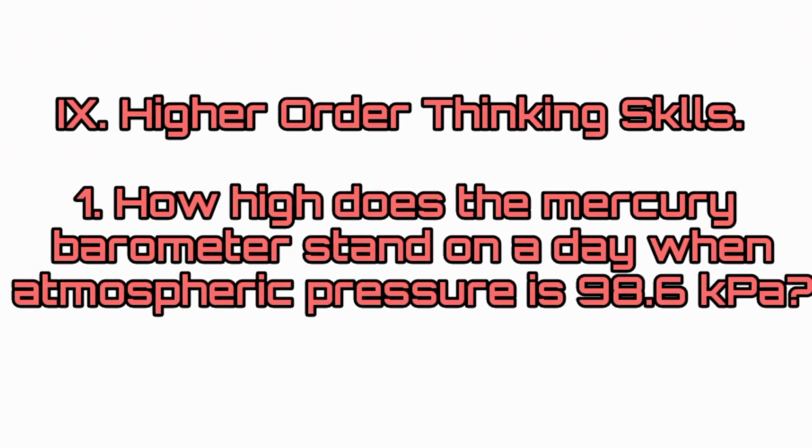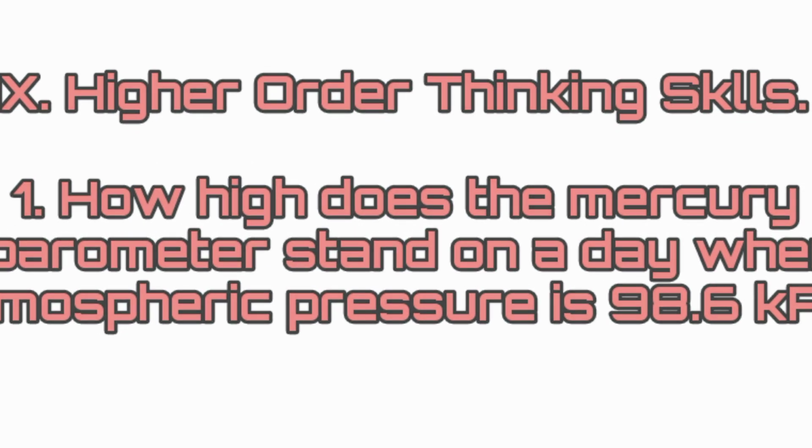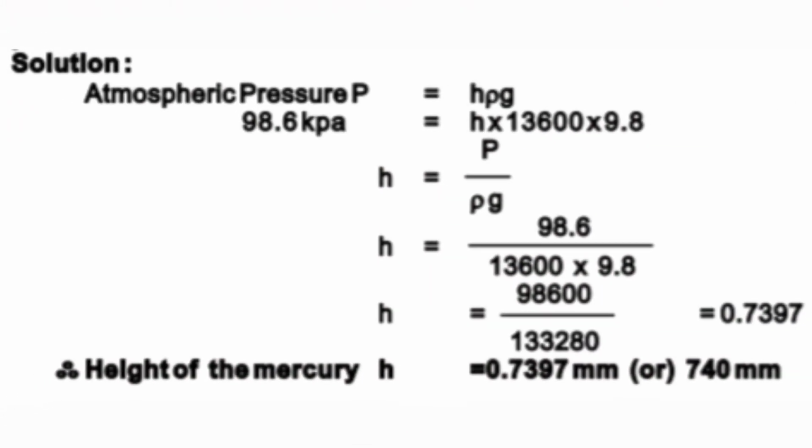Higher order thinking skills. Question number 1. How high does the mercury barometer stand on a day when atmospheric pressure is 98.6 kPa? Here we have given atmospheric pressure 98.6 kPa. Atmospheric pressure P is equal to h rho g. h height, rho density, g acceleration due to gravity.